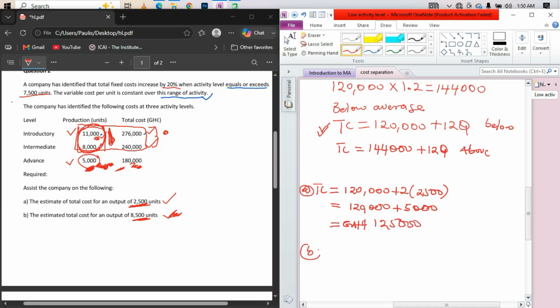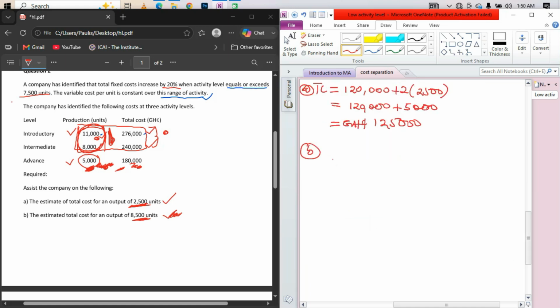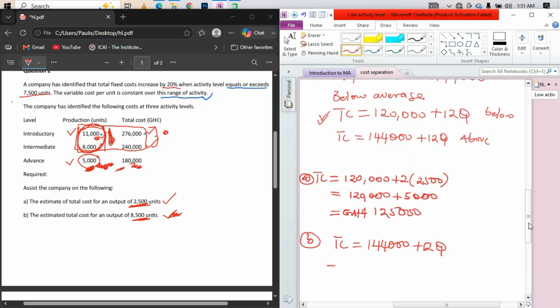So requirement B. Requirement B, we have to estimate the cost when we are producing 8,500 units. 8,500 is above the average. So the total cost will be equal to 144,000 plus 12Q. This thing here is 12, not 2.